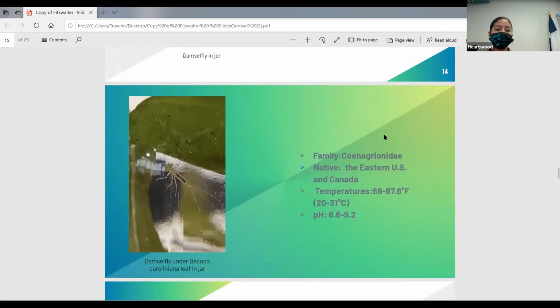And it's part of the Coenagrioninae family, and it's native to the eastern United States and Canada. And its temperature tolerance is around 68 to 87 degrees Fahrenheit.